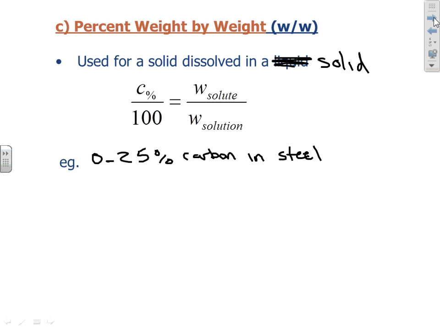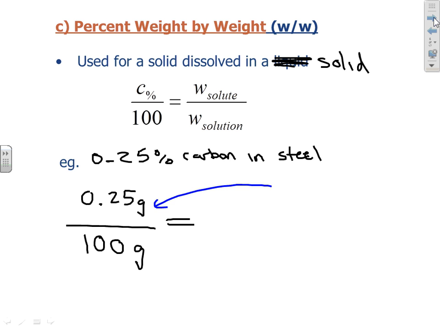So what would that mean? That would mean that there would be 0.25 grams of carbon per 100 grams of steel, the overall solution, the overall substance. And when we start doing questions, we'll make that equal to the thing that we're interested in, that we want to find the information about. And again, just to state it like I did the others, because it is W/W, it is grams over grams.